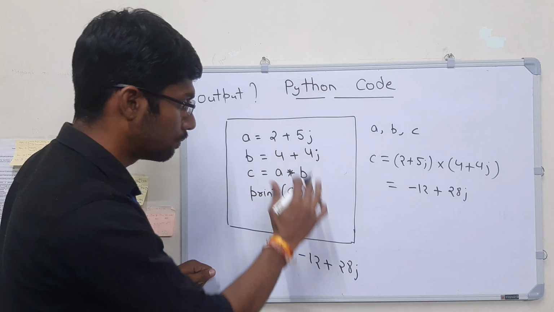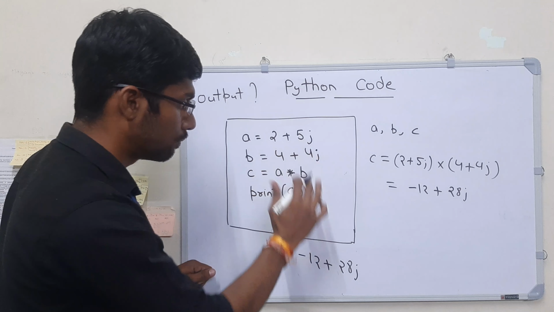So in this video, I'm going to discuss the output of this piece of Python code. In this code, we can see there are three variables, A, B, and C. To the variables A and B, I have assigned complex values. So 2 plus 5j is a complex data type, and B is also a complex data type.